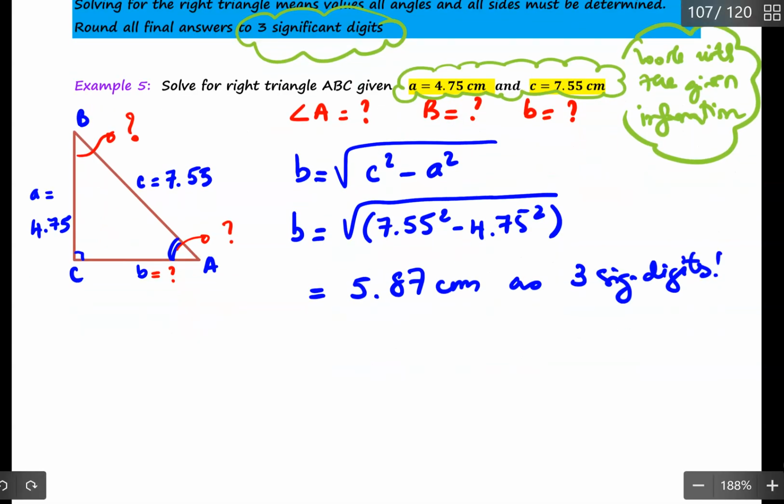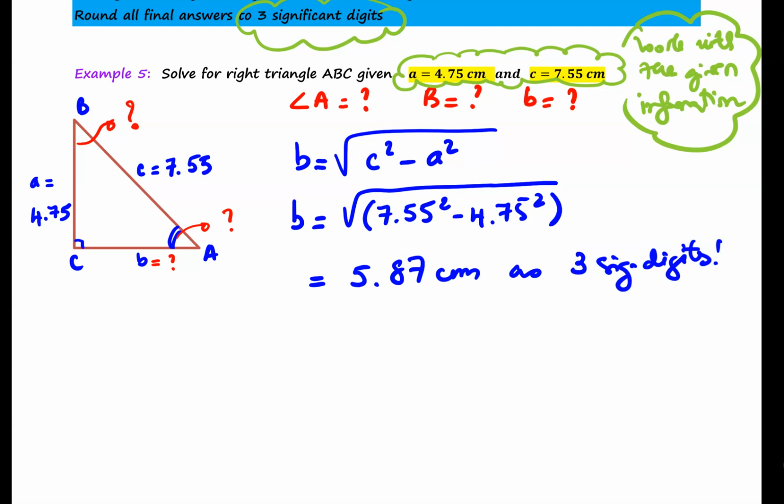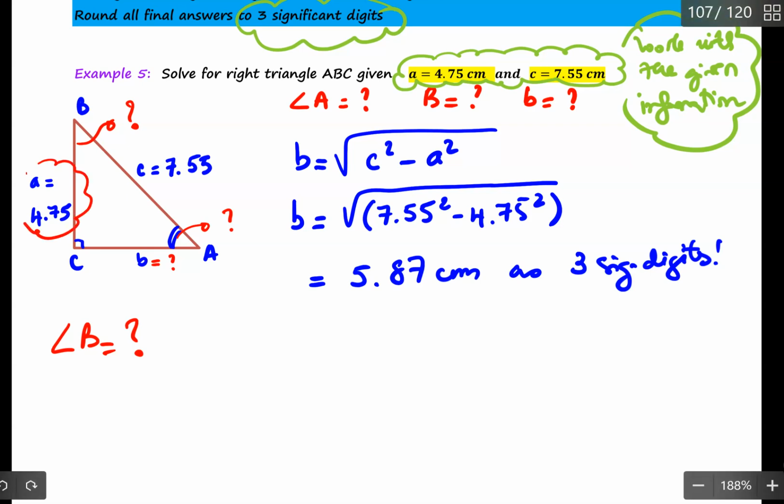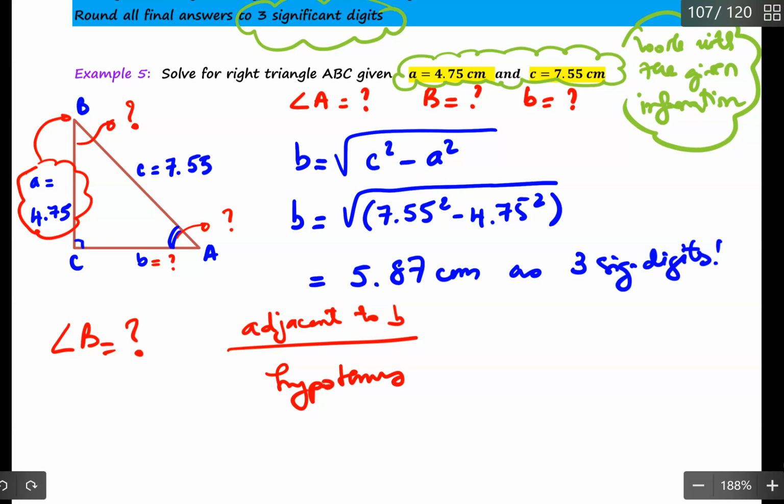Now, if I want to solve for B, let's solve for B. In solving for B, I will take a look at what is given to me. Given to me is a, and in this case a is adjacent to B. So I will have adjacent to B, and then I will have the hypotenuse. They are given to me. So adjacent and hypotenuse, I have to use cosine. So I will write cosine of B will be equal to that.